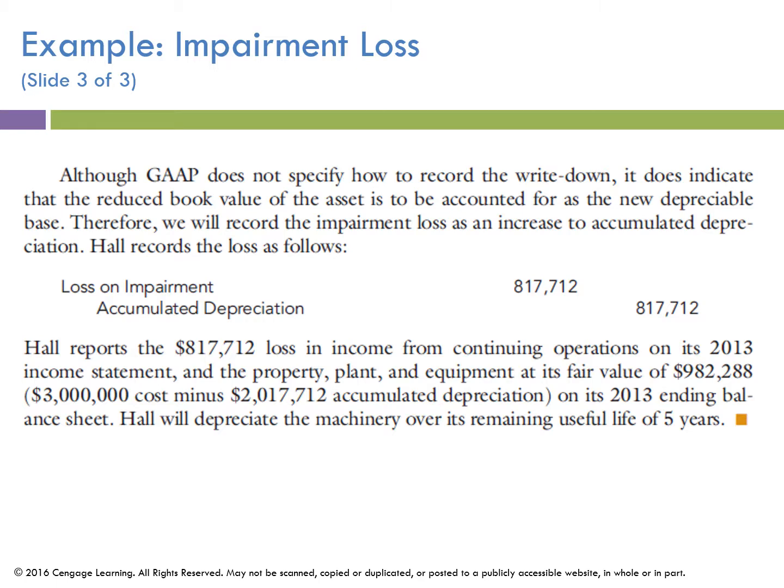And there's the journal entry. You would debit loss on impairment and you would credit the accumulated depreciation account for that loss. That will then bring the book value of the asset down to its fair value of 982,288, and then that would be the new cost you would use to calculate the remaining 5 years of life for depreciation purposes.